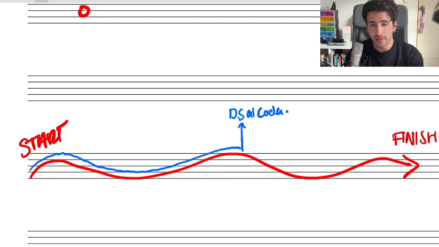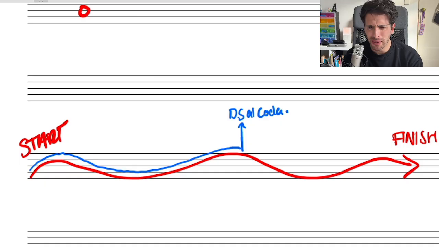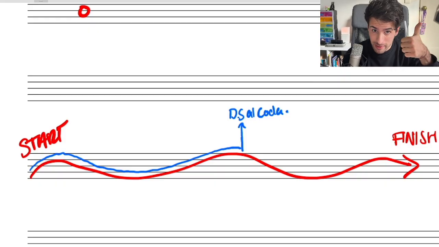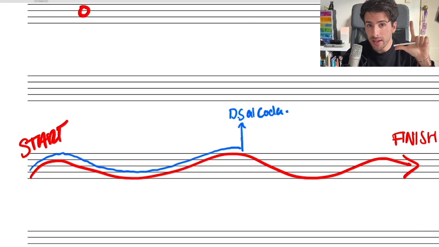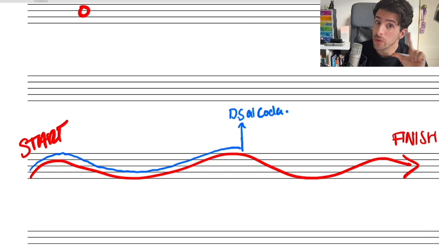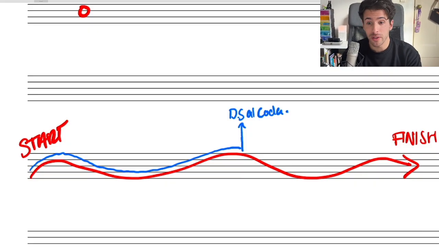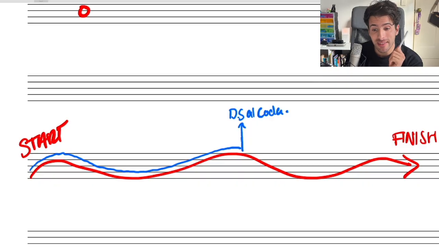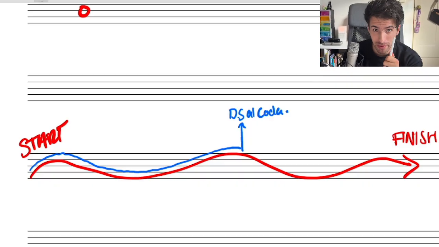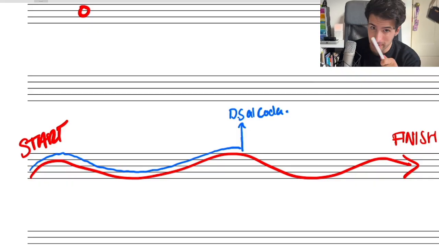Del segno is something like the word sign. Del is like to the or at the or something like that. Coda. So effectively it means go back to the sign. Part one, go back to the sign. And then the next time you see the words to coda, go to the coda. The sign's not always going to be at the start. If it's at the start, it'll say del capo and there won't be a sign. Del capo means go back to the beginning.